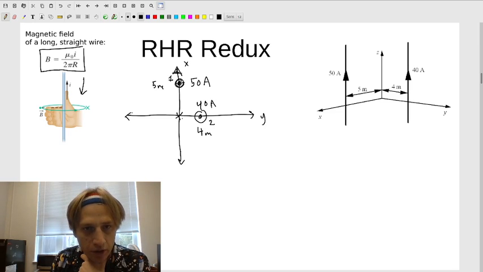Okay, so this is our point of interest where we want to find the magnetic field. The magnetic field component from that wire 1 is pointing in the y direction. Why did I draw this so weird? Oh my god, I've really messed this up.